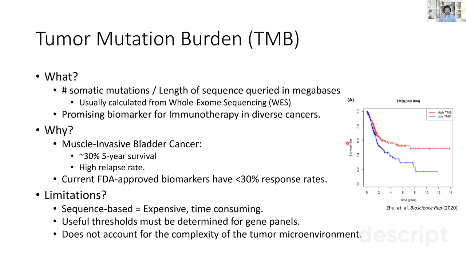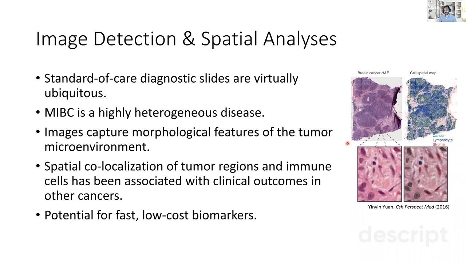The problem with tumor mutation burden is that it's sequence-based, which is expensive and time-consuming, and it does not really account for the complexity of the tumor microenvironment. So why are we looking at images? Well, the standard of care for diagnosing cancer is actually pathology slides. So they're basically ubiquitous, and considering that bladder cancer is such a heterogeneous disease, we can use these images to capture the morphological features of the tumor microenvironment.